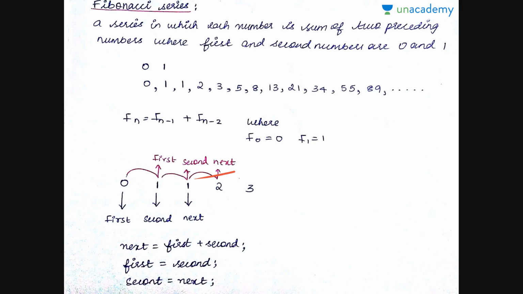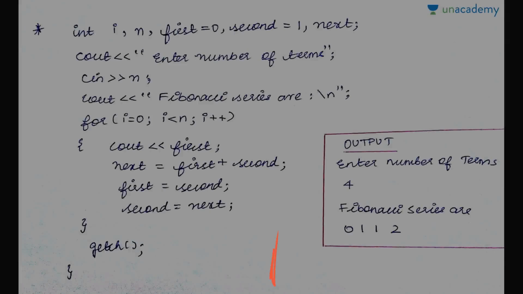So the main three statements for calculating a number: next equals first plus second, because each time you calculate the value of next, it is nothing but first plus second. And each time the first and second keep shifting, like here from 0 to 1, the first shifted and the value of second shifted from 1 to 1. So it keeps on going. Hence first equals second and second equals next. So these three are the statements required for calculating.